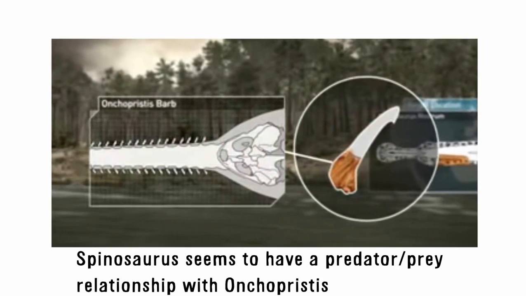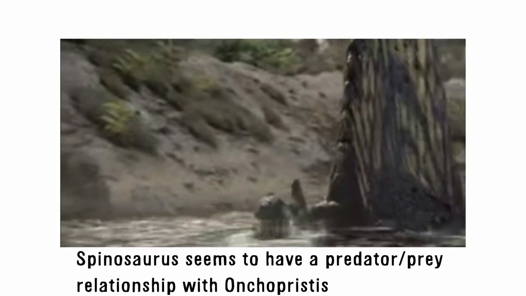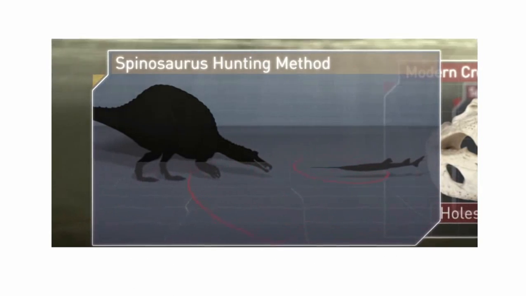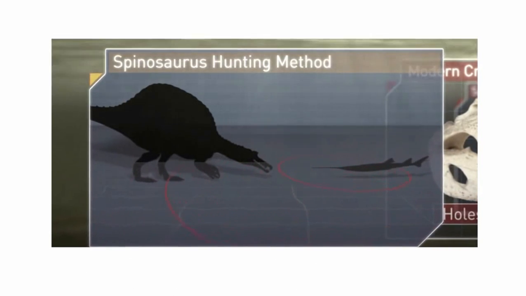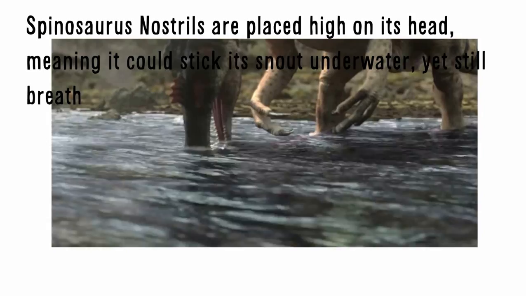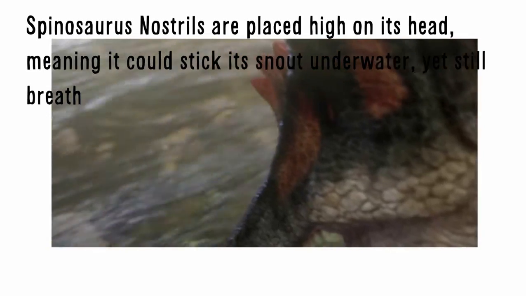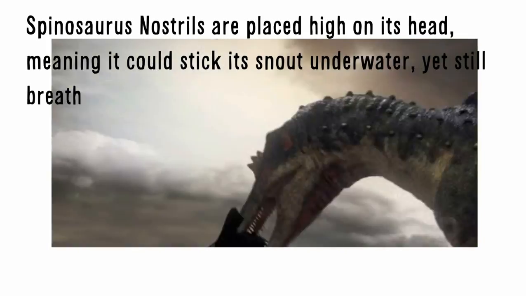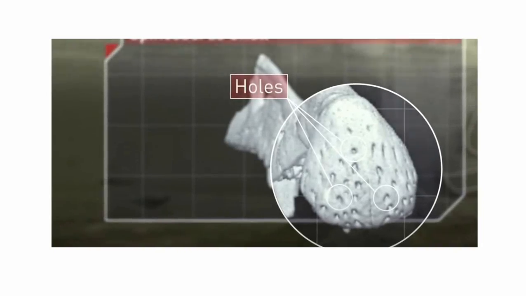Spinosaurus definitely ate more fish than land-dwelling prey as once thought. It probably hunted a lot like a grizzly bear, wading in or on the edge of rivers, sticking its snout underwater waiting to catch passing fish. The nostrils of Spinosaurus are placed high on its head, meaning it could stick the majority of its snout in water and underwater, yet still breathe. Once again, Spinosaurus has strange holes in its snout, thought to be pressure sensors, organs used to sense prey underwater.